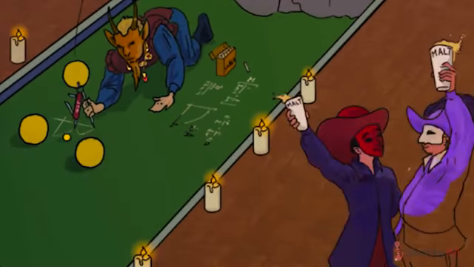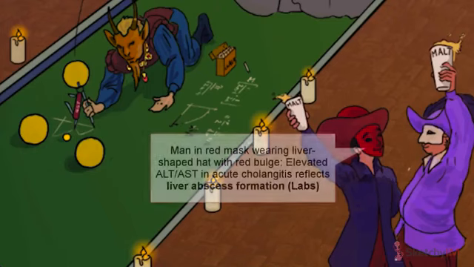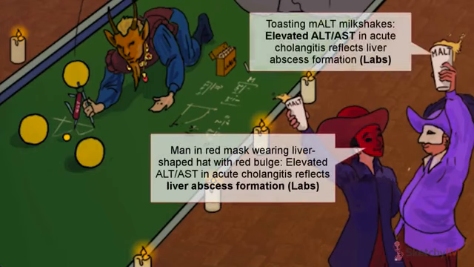In some cases, acute cholangitis can result in liver abscess formation and hepatocyte injury. This, in turn, causes elevated levels of AST and ALT, shown here with those raised malt glasses. And to help you remember liver abscess, check out that hat. Looks like a liver, but with his angry red mask covering.